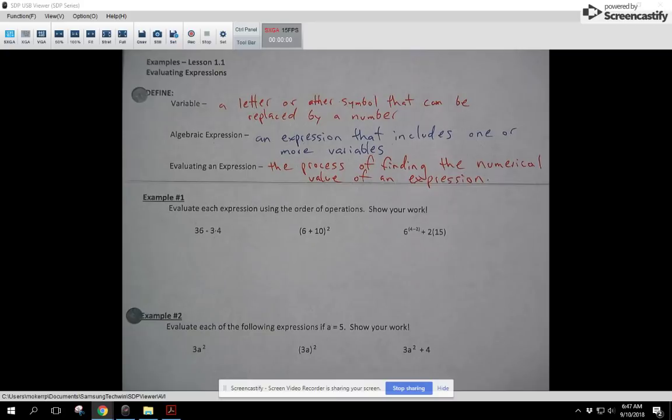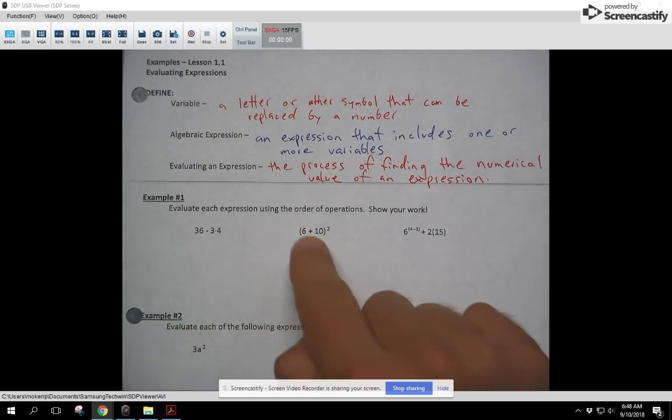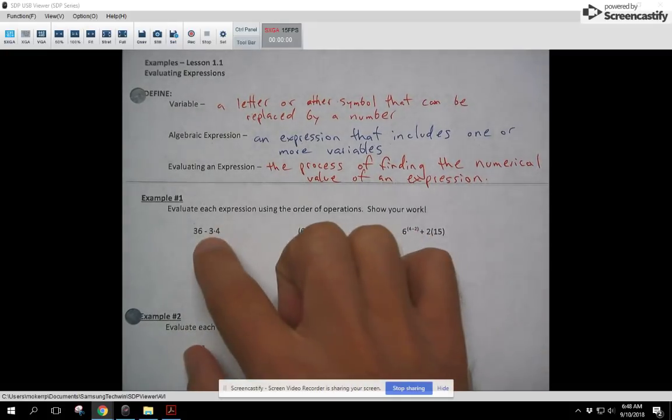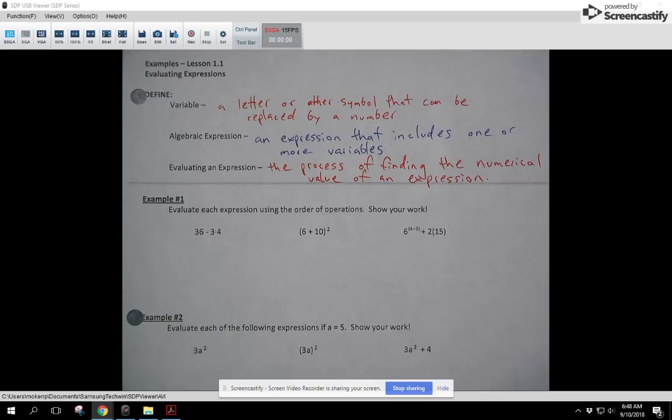All right, so if you take a look, a variable, we talk about all the time in middle school, is a letter or other symbol that can be replaced by a number, such as x, but we've also talked about it can be any letter. An algebraic expression. So an expression is anything like this, adding, subtracting, a whole bunch of different operations going on. It's kind of like a number sentence, but it includes one or more variables.